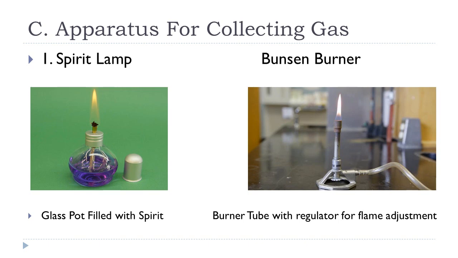And next one, Bunsen burner. It contains a burner tube, an air regulator, and a base. And what is the use of the Bunsen burner? It is also used for heating purposes. And the air regulator is a metal cylinder. It is used for regulating the flame.